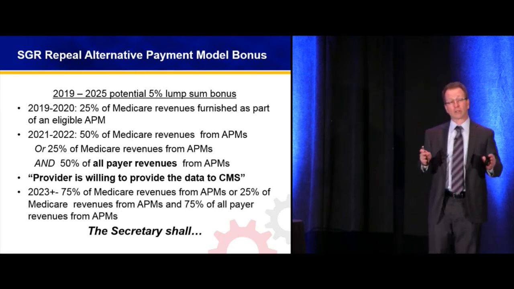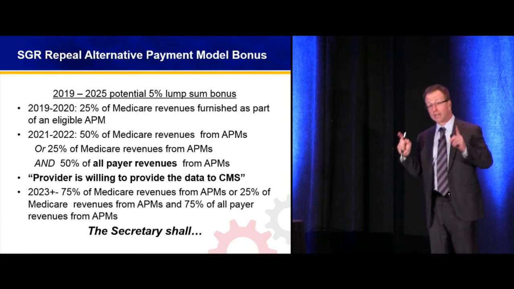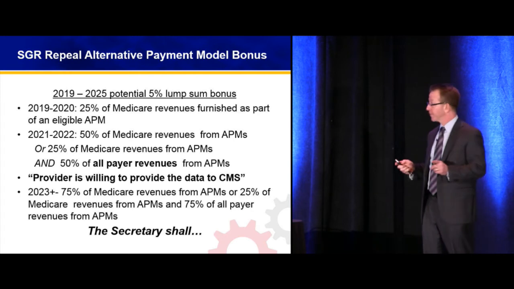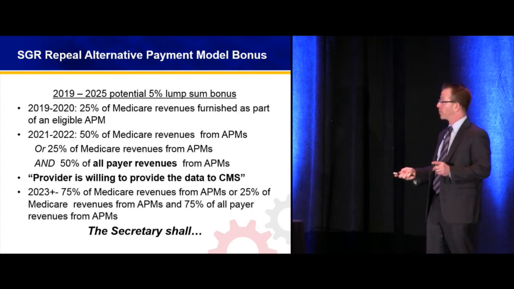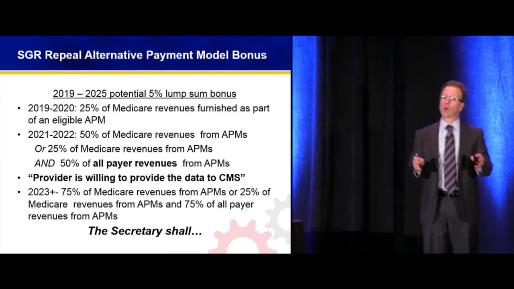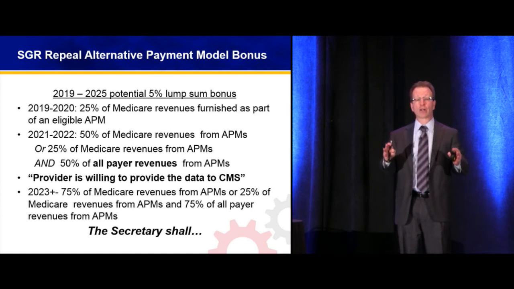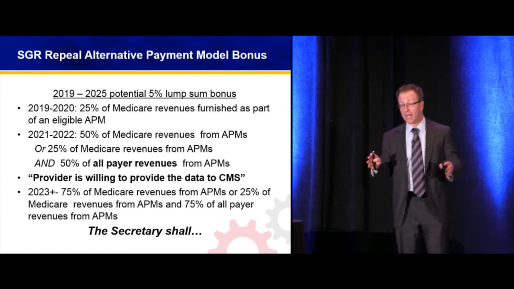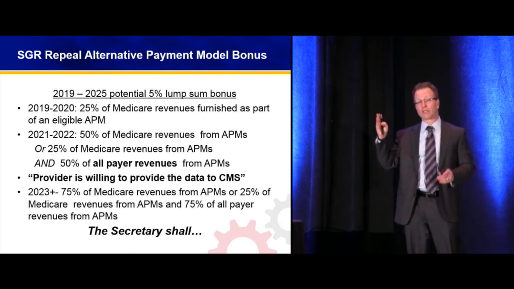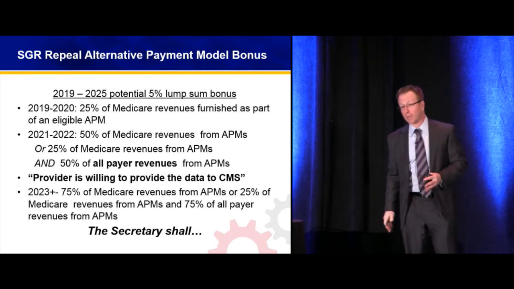The reason the alternative payment model program will be a big driver is because it involves not just Medicare patients, but likely will involve all patients, and we will be providing our own data to CMS. The MIPS program will probably evolve to be a little bit of a stepchild. It's going to be very hard to satisfy all of the requirements. The alternative payment model program will give us a 5% bonus if we hit a certain threshold of our patients involved in alternative payment models.